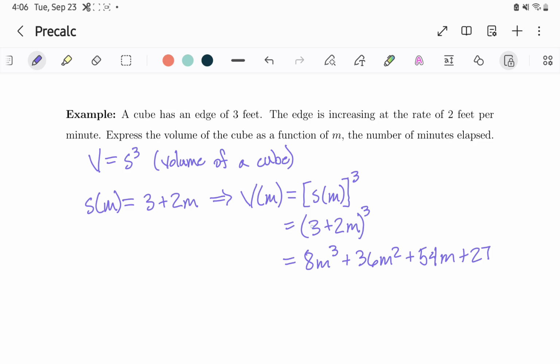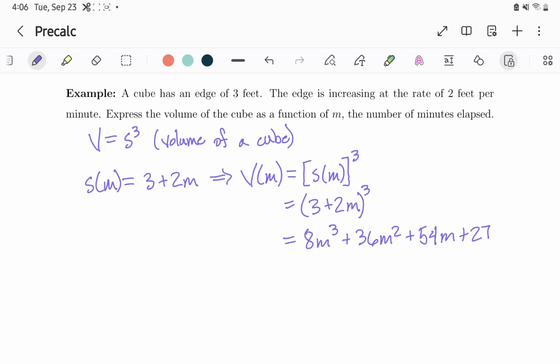Let me double check that. So 3 cubed, 27 times 2 is going to be 54, and then we're going to have 4 times 9, 36. Yes. So this is the volume of the cube expressed as the polynomial function in the variable m, where m is just the number of minutes elapsed.